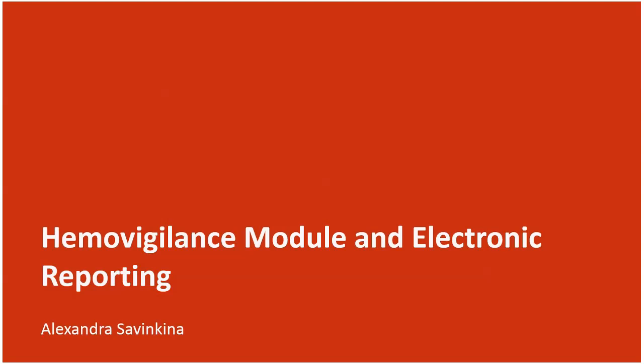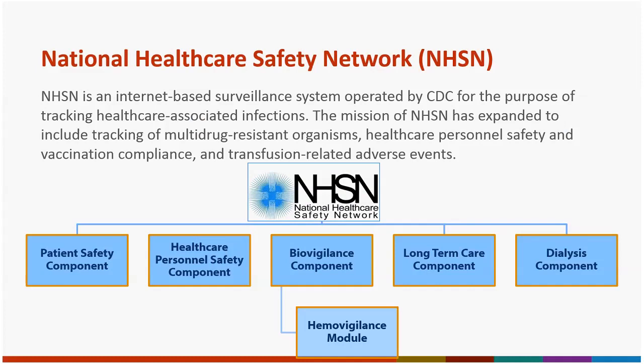Hi, I'm Alexandra Svinkina, and I work with the hemovigilance module of NHSN. Next slide. As we all know, NHSN is a surveillance system operated by CDC that started with the purpose of tracking healthcare-associated infections, and then expanded its mission to include tracking other things, including transfusion-related adverse events. There are 5 components within NHSN, and this includes the biovigilance component, and within the biovigilance component is the hemovigilance module. This is where we collect recipient hemovigilance data.